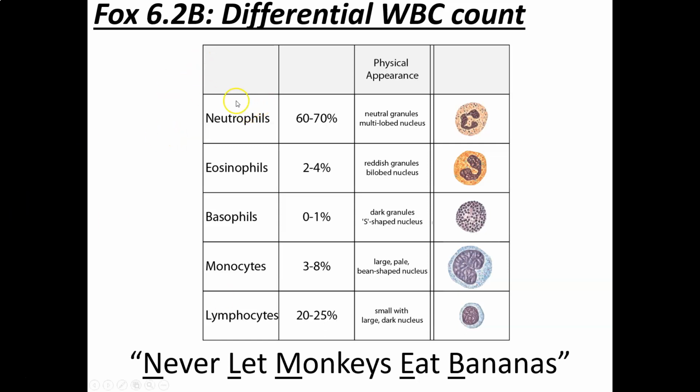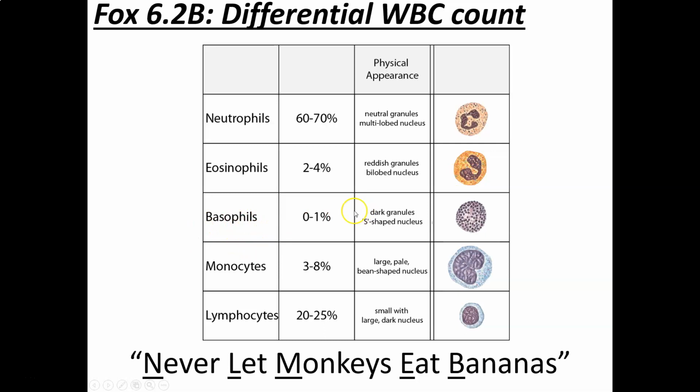So as a quick review, the neutrophils are the most numerous. They make up 60 to 70% of your white blood cells. They have neutral staining granules and a multi-lobed nucleus. So like all these lobes, and it's hard to see the granules because they're neutral staining. The eosinophils make up about 2 to 4% of your white cells. They have reddish staining granules and typically a bilobed nucleus. You know, the nucleus has 2 lobes.